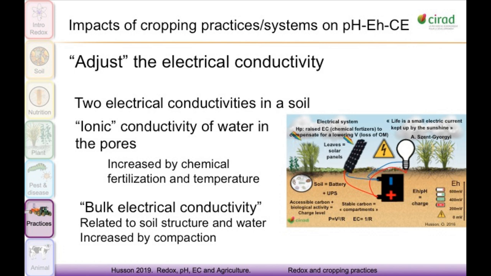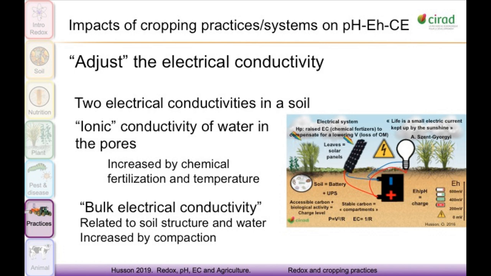So the ionic conductivity, it's the water in the pore. It's the one they measure when you send soil samples. It's increased by chemical fertilization and by temperature. And there's the bulk electrical conductivity. It's the average electrical conductivity of the soil. This one is very related to soil structure and to water.